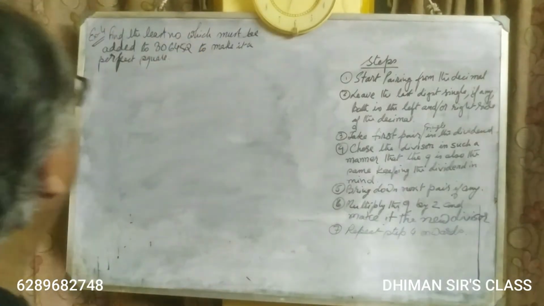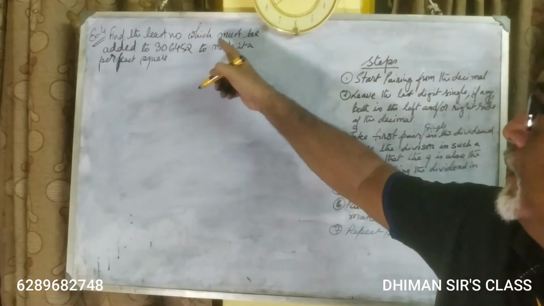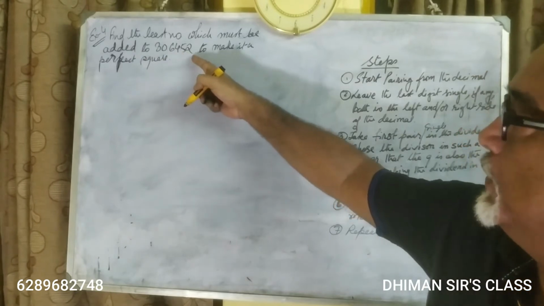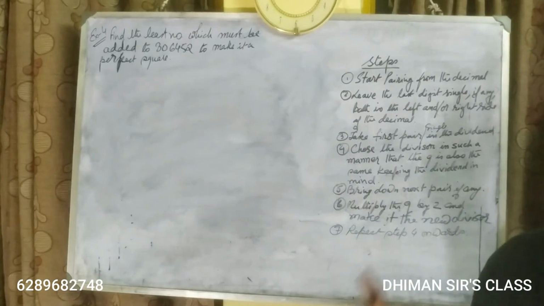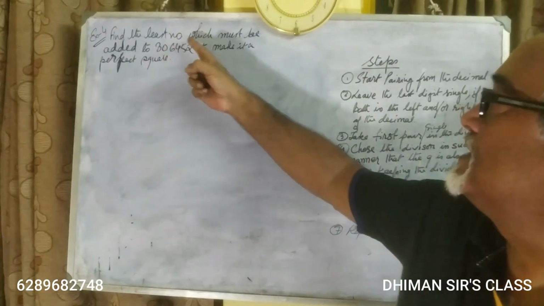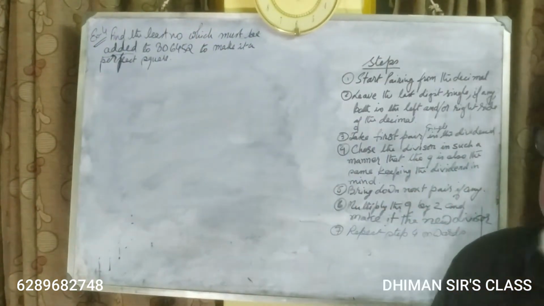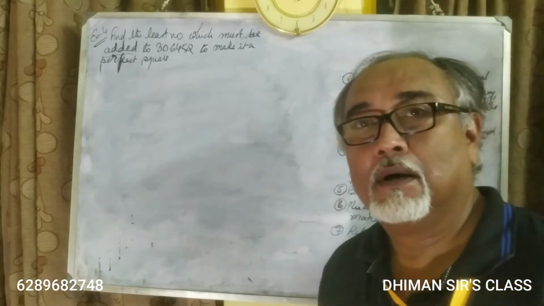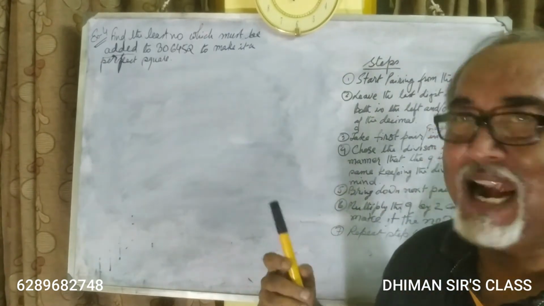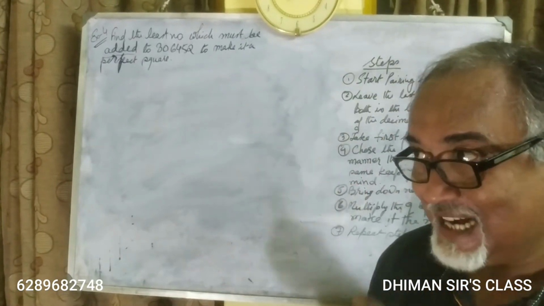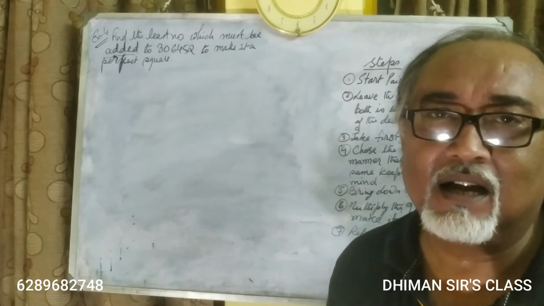Okay, students, now you see. Find the least number which must be added to 306452 to make it a perfect square. The previous one was to find the least number to be subtracted. Now find the least number which must be added. This word added tells us to follow the division method, not the prime factorization method. Subtracted, division method. Added, division method. But added is a little different from subtracted, and that too at the end of the calculation.